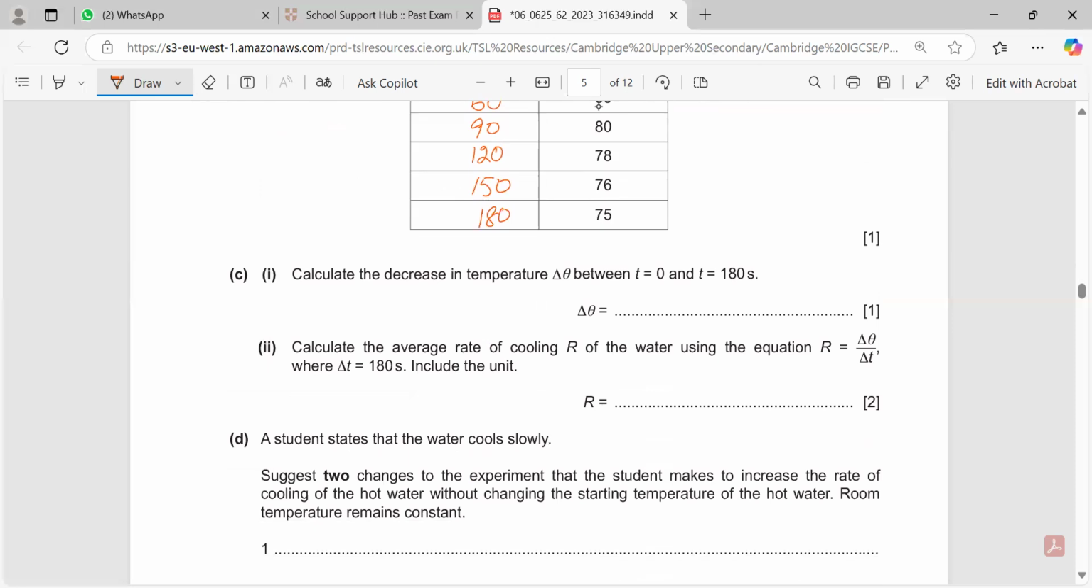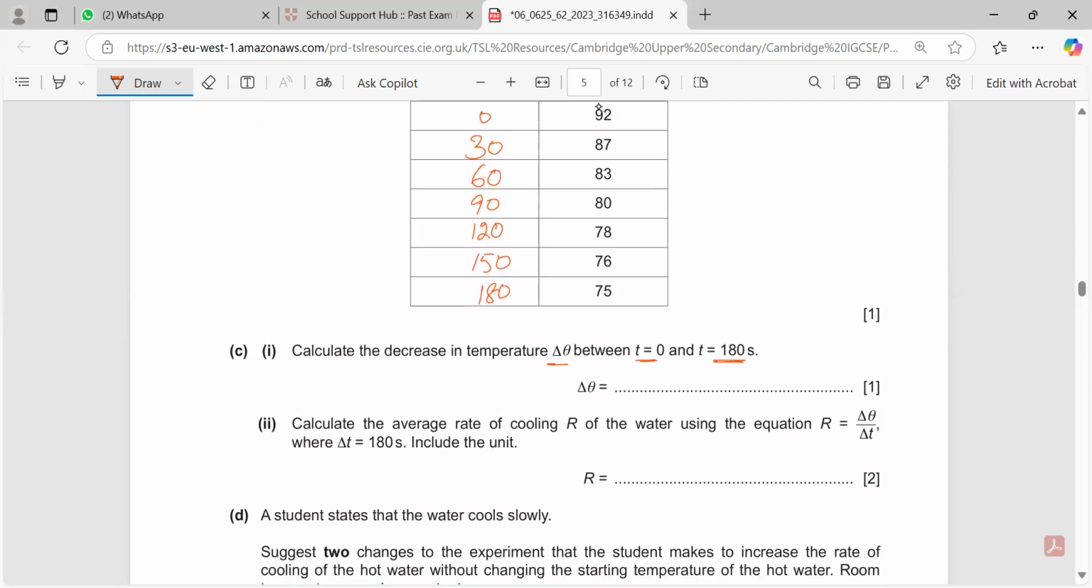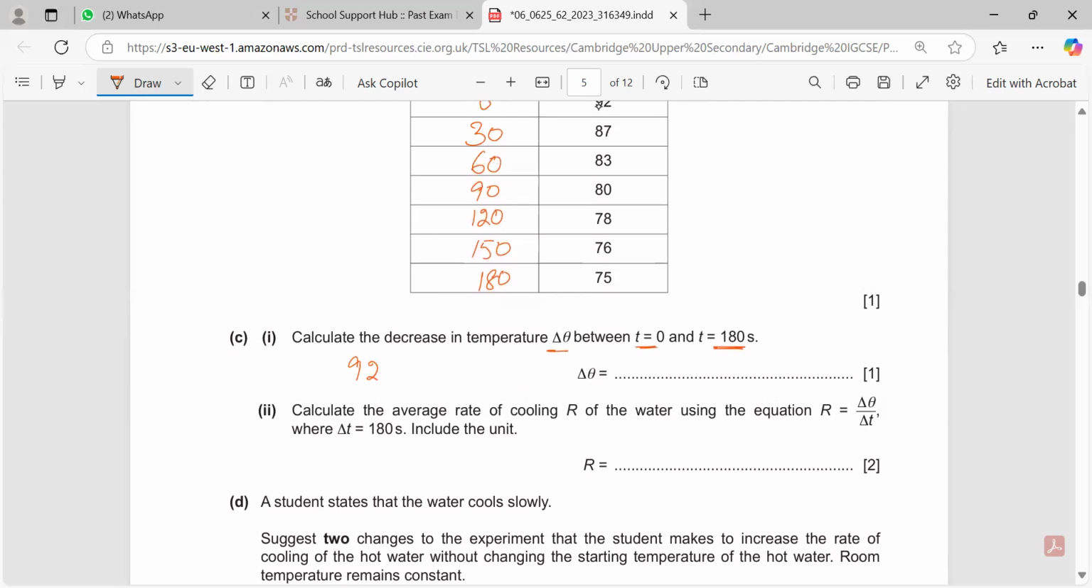Calculate the decrease in temperature delta theta between T is equal to 0 and T is equal to 180. So it is 92 minus 75, answer is equal to 17 degrees Celsius. So this is the answer.